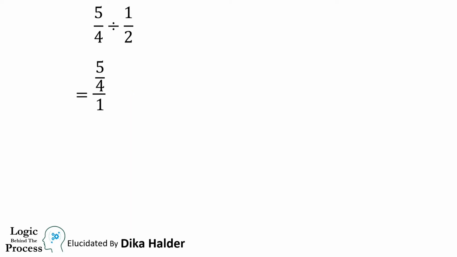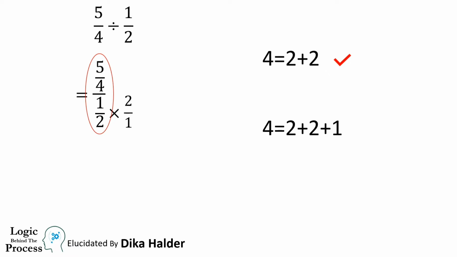But multiplying only 1 by 2 by 1 can change the value of this fraction. But always remember, we can't change the value. We can change only its form. Like we can write 4 as 2 plus 2, but we can't write 4 as 2 plus 2 plus 1. So now we shall do something so that the value does not change and 1 by 2 must not be there.